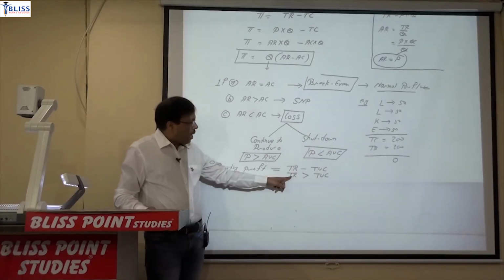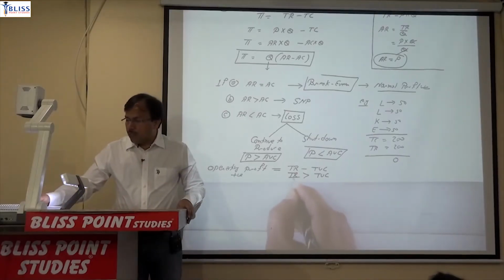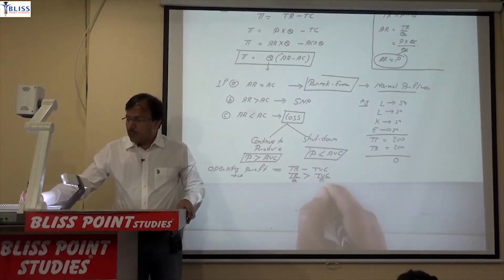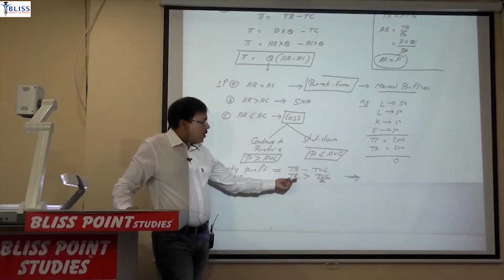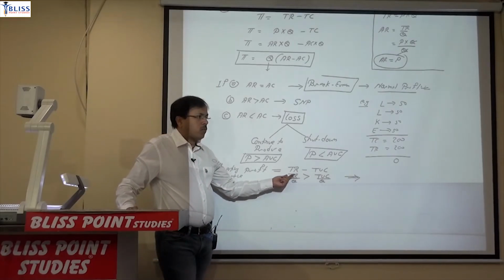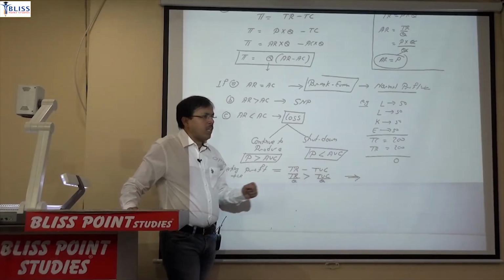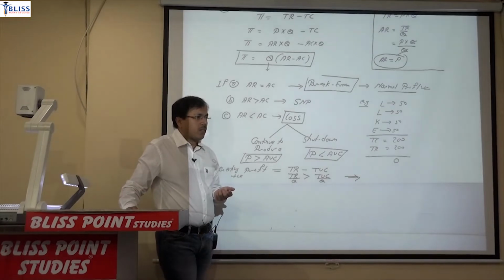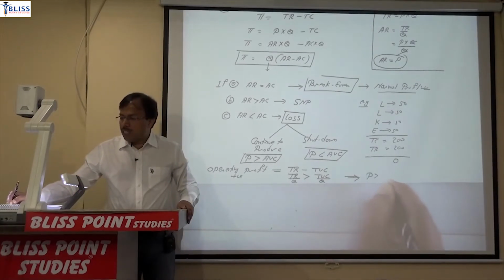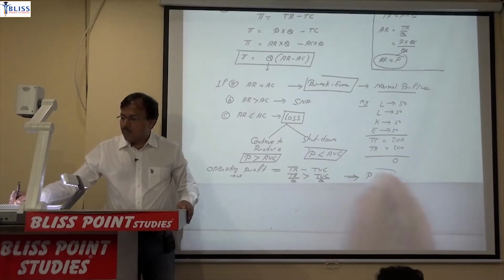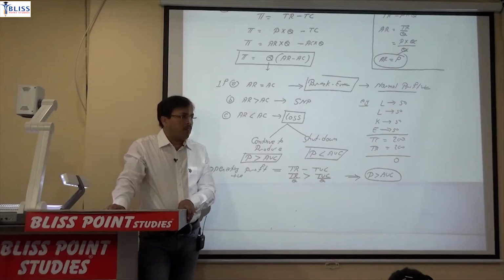If you divide TR with quantity and TVC with quantity, what will be the outcome? Dividing TR with quantity will give you average revenue, which is price. Dividing total variable cost with quantity will give you average variable cost. So if operating profit is positive, it means price is greater than variable cost.